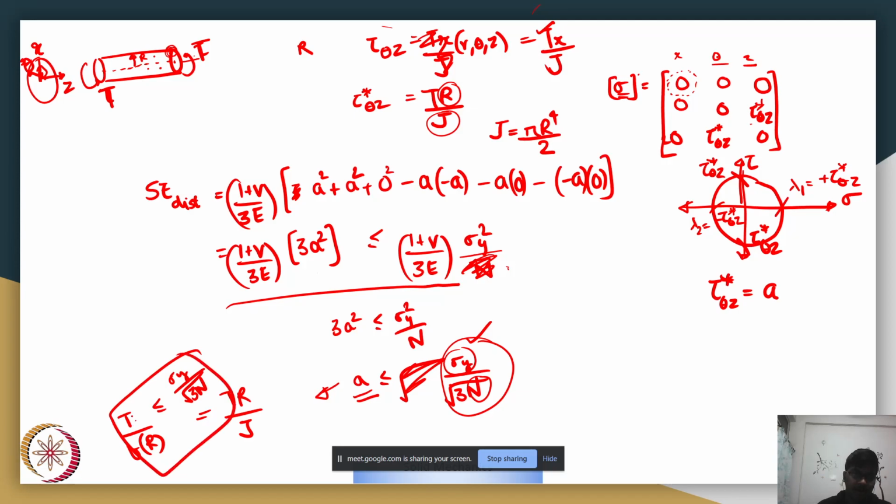Now you know tau sigma y n, you can go ahead and solve this equation to get a relation in terms of r. So you'll have a limit on r in most cases, the maximum radius that your shaft can have.